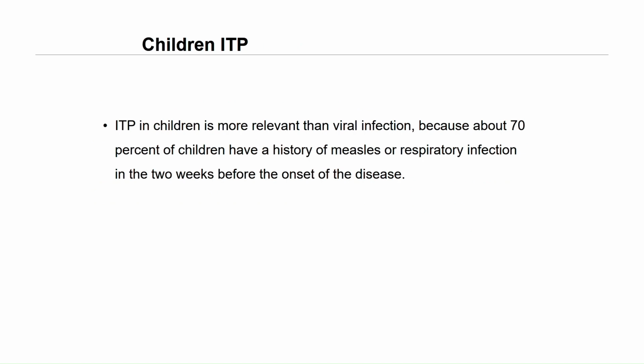ITP is the most common bleeding disorder in children, with an annual incidence of about 4 to 5 per 100,000. Children ITP. ITP in children is more relevant than viral infection because about 70% of children has a history of measles or respiratory infection in 2 weeks before the onset of the disease.